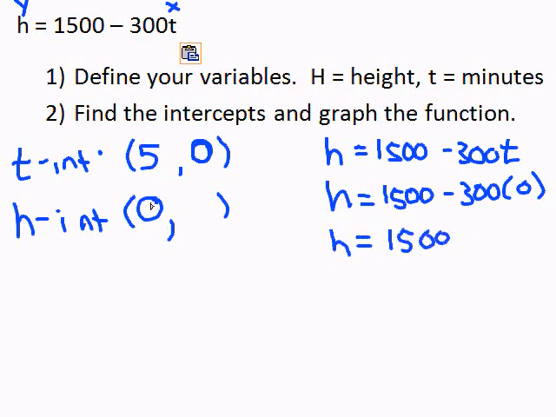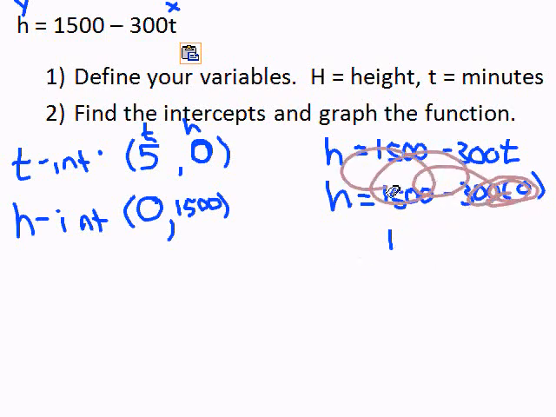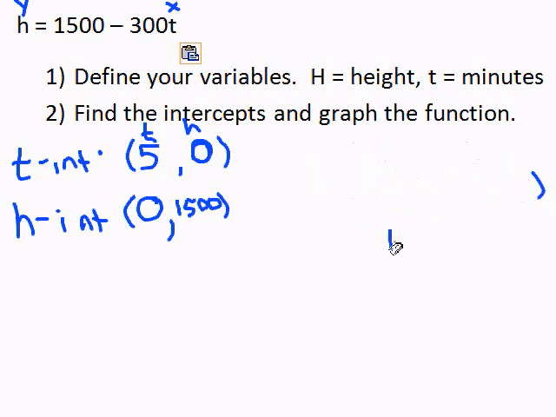So when t is 0, by the way, the ordered pair is t, comma, h in this case. When t is 0, h is 1,500. Now that we have our intercepts, we can draw the graph of the function. We notice that our two intercepts in this situation are both positive. And since we're talking about a hot air balloon and its height, we know that both the time and the height will both be positive.